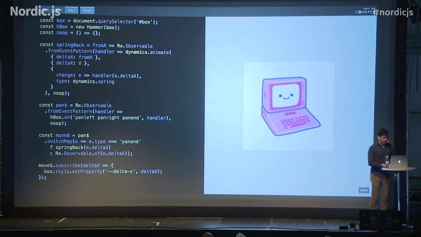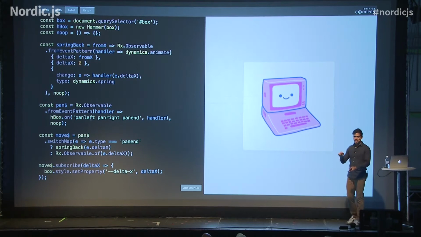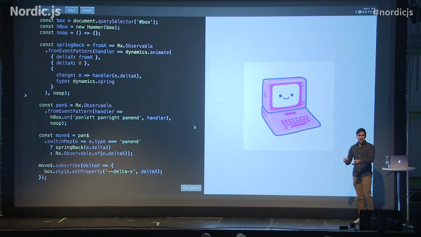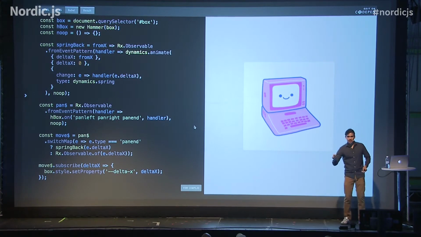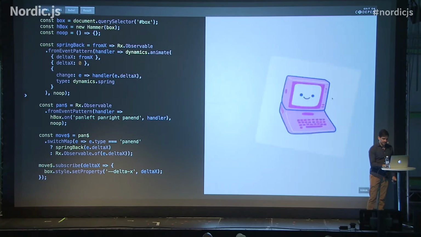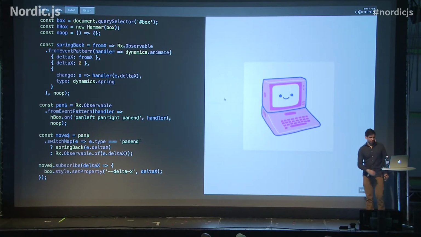So here's an example of that. I'm doing 2 observables here. I have this pan where I use Hammer, and so I'm detecting pan left, pan right, and pan end, which is when I take my finger off. And I'm also detecting whenever I take my finger off, I want this physics library, Dynamics.js, to sort of spring it back to position. And so using observables, it works out in a very straightforward way.